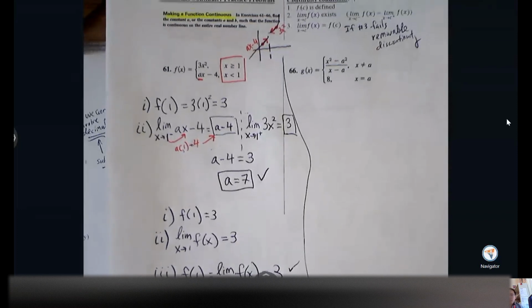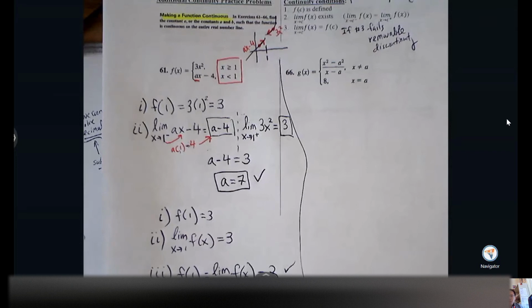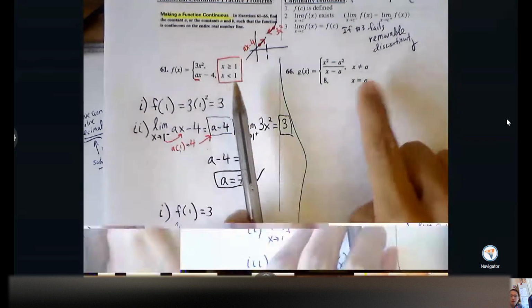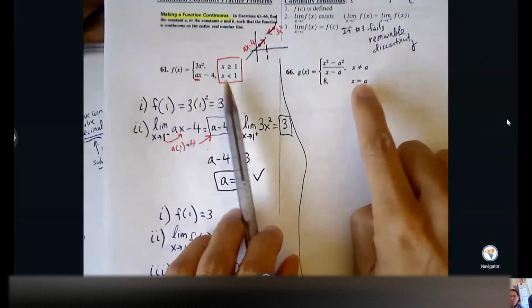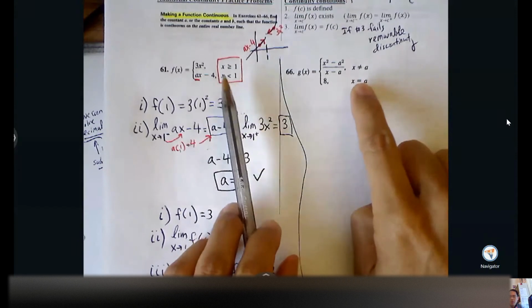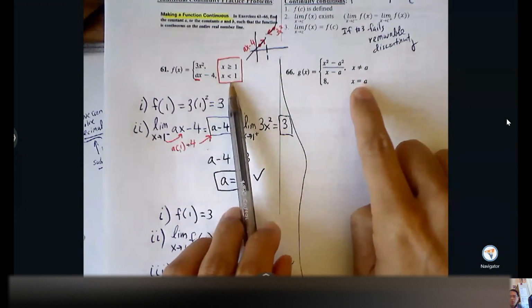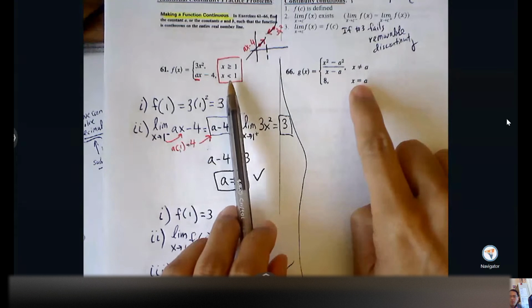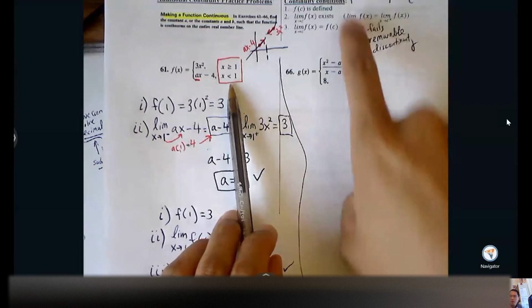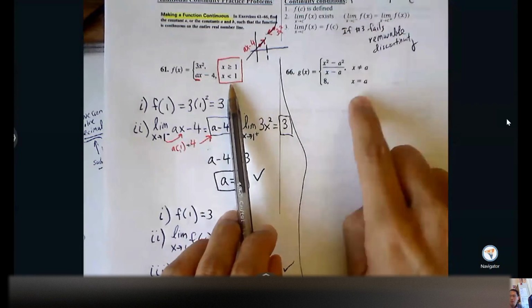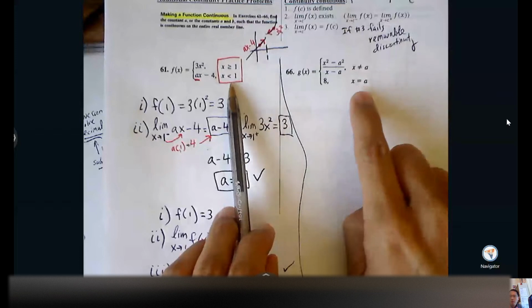Okay, let's look at 66. The reason why I picked out 61 and 66 is because I want to talk about the restrictions. These are both piecewise functions, but the way that these are restricted gives us insight as to what the graph looks like, and how the limit conditions are going to play out, because of the setup.